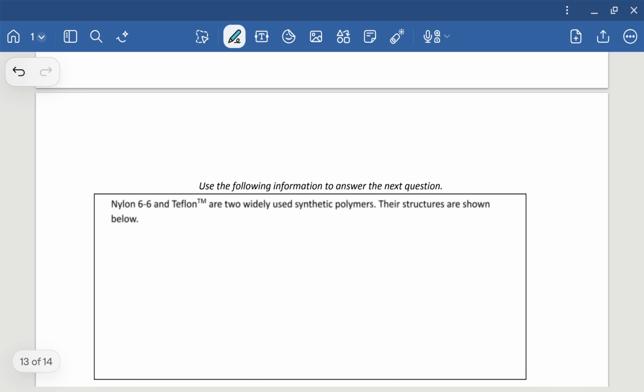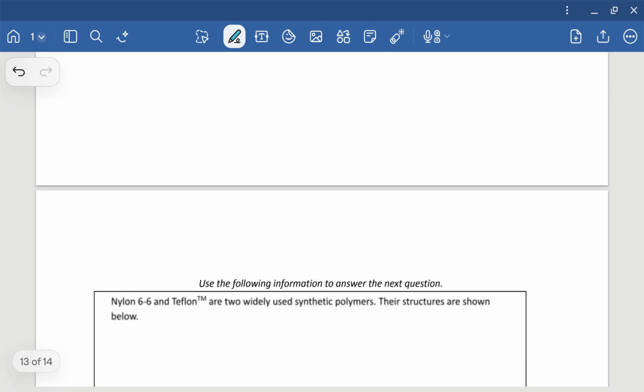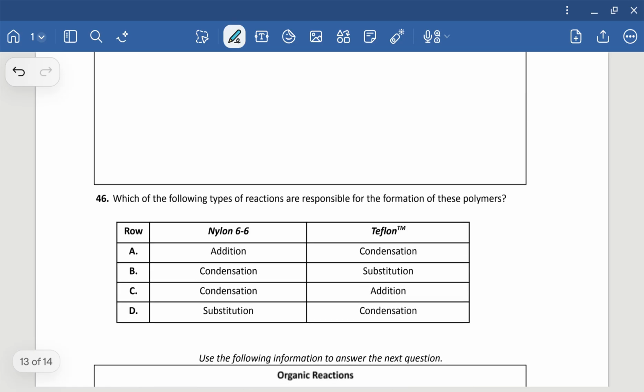Okay, this one I'm just going to draw a part of it out just so we can see it. It's asking which of the two examples we would get, or reactions for the polymers. So the first one that we can't see, it's a carbon double bonded to an oxygen, and then to a nitrogen, and then to another chain. The second one is just all single bonds, and you have fluorines on it.